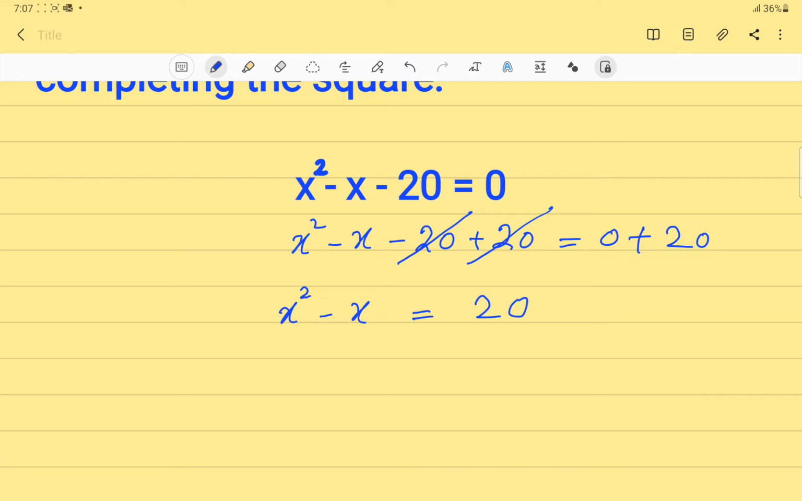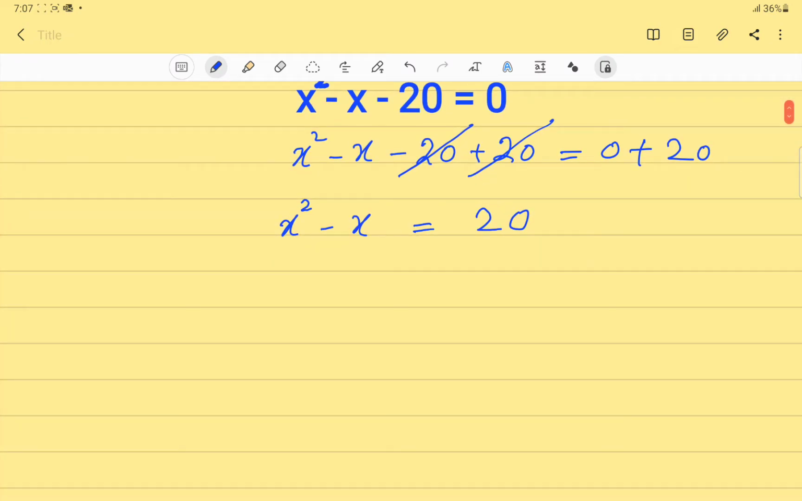In order to complete the square, first we will see how a complete square looks, which is a difference of two variables. So we will just write it to understand. We have a squared minus 2ab plus b squared, which is the complete square of a minus b. Now, in order to understand how we can make x squared minus x a complete square, we will compare it with this square of a minus b.